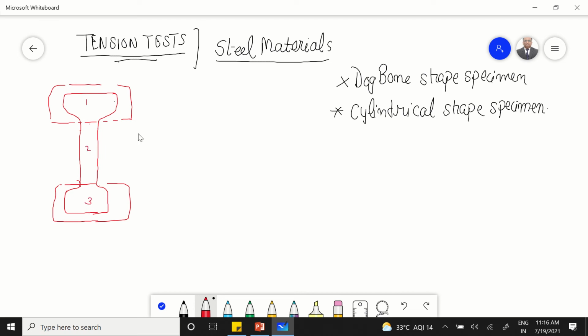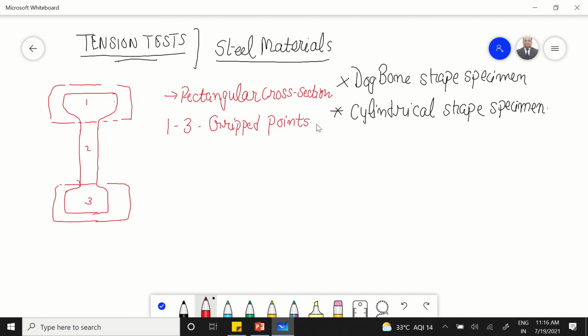Now normally a dog bone shape specimen has a rectangular cross section. Please remember this. It has got a rectangular cross section. Now, region number 1 and 3, not 2, we call as grip points.